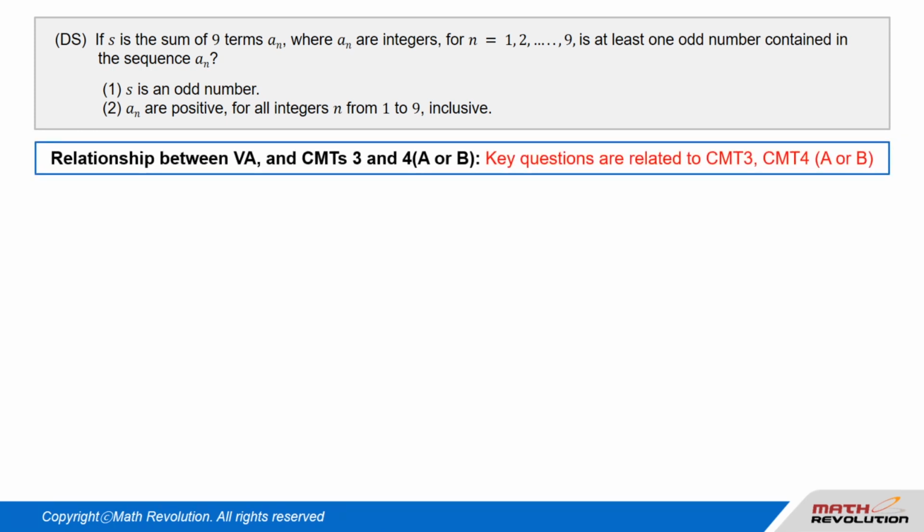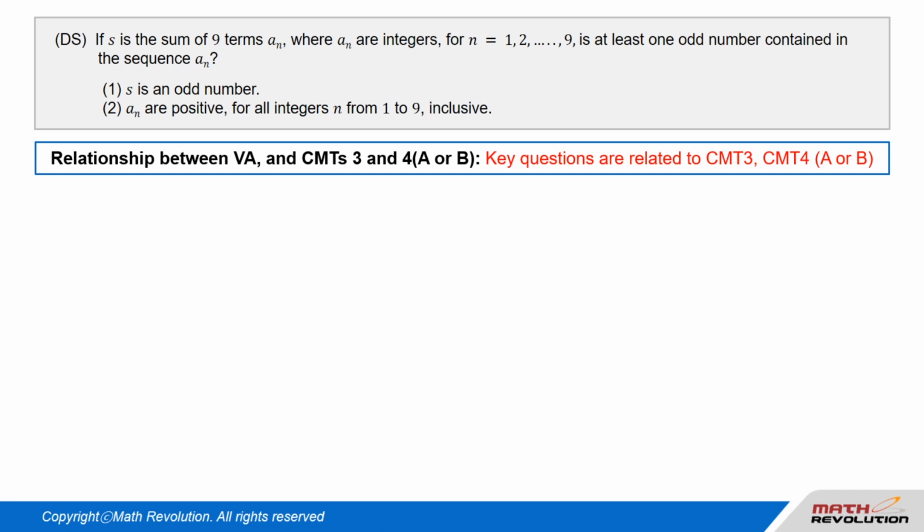Solution. Now we will solve this DS question using the variable approach. Relationship between the variable approach method and common mistake types 3 and 4 A or B. The most difficult questions are key questions, which relate to integers, statistics, probability, inequality, and absolute value. Answering these questions correctly and efficiently is key to attaining a score of 50 to 51. These questions are usually related to CMT 3 and CMT 4 A or B, so you should double-check the question with these CMTs after applying the variable approach.